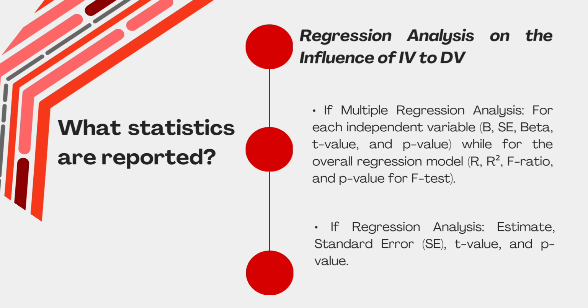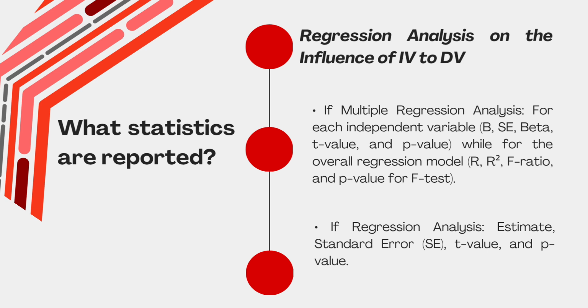For the overall regression model, we have the R or multiple correlation coefficient. This represents the strength of the overall relationship between all independent variables together and the dependent variable. The purpose of this is to measure how strongly the predictors together relate to the outcome.